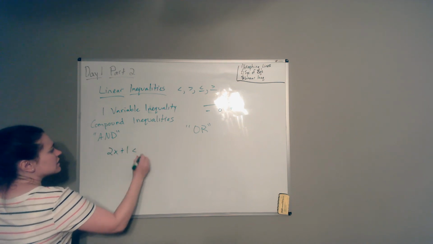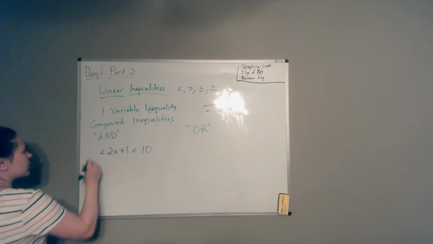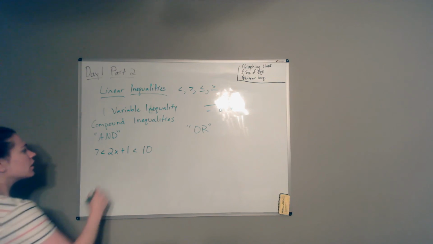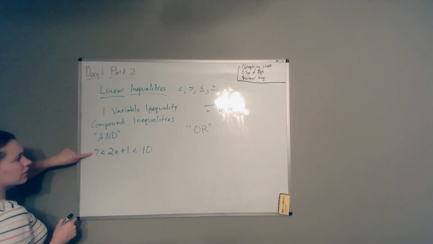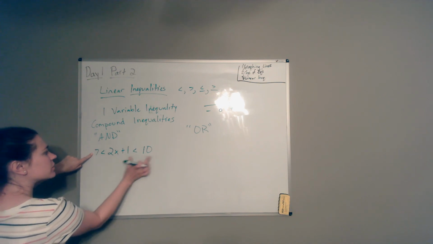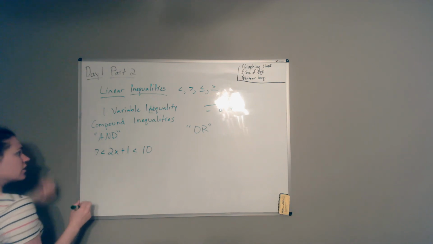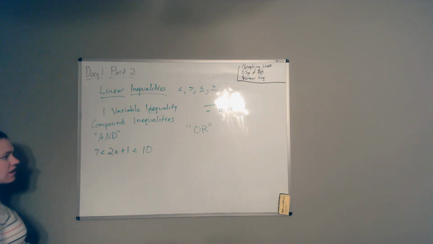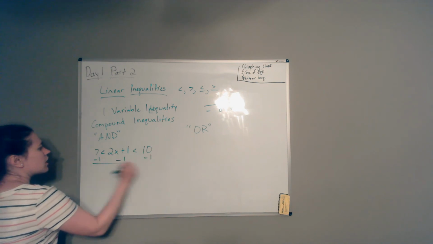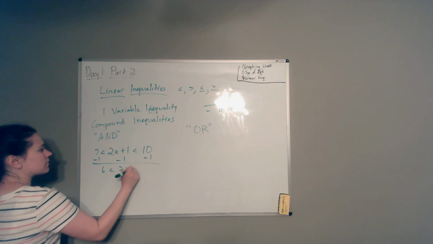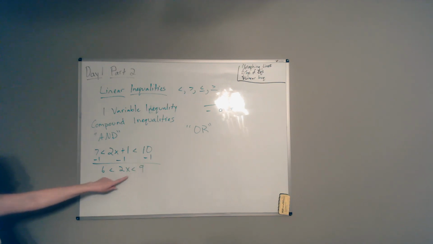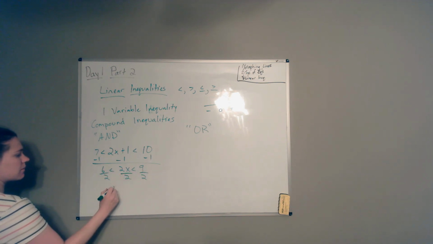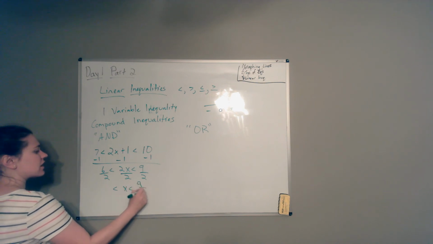So when you have an "and," it could look something like this: 2x + 1 < 10, but greater than, let's say, 7. We are sandwiched between being less than something and greater than something. So this says 2x + 1 is less than 10 and greater than 7. We take away 1 on both sides, and we get 6 and 9 here. So 2x is less than 9 but greater than 6. We divide by 2 on all sides, and we get x is less than 9/2 but greater than 3.